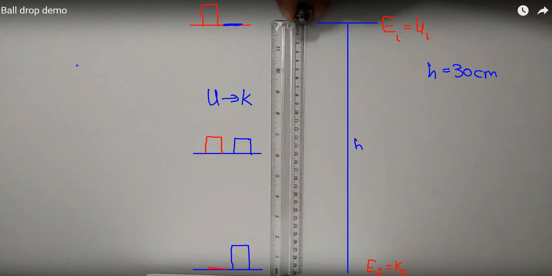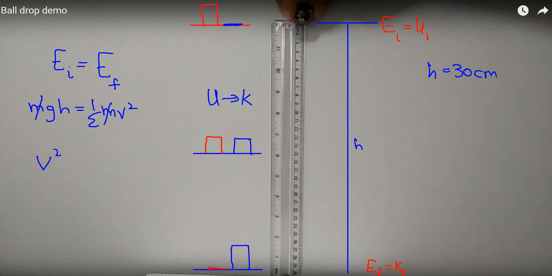Now, how do we apply conservation of energy? Initially, the total energy is constant. So E initial is equal to E final. So mgh is equal to half mv squared. So the mass cancels out. Interestingly, the result does not depend on the mass. The mass cancels out of the equation.